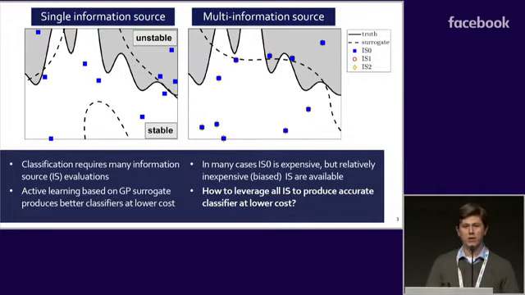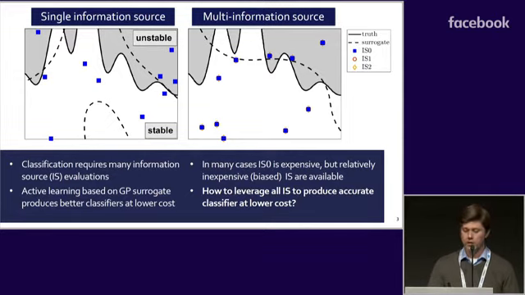And our answer to this question is an active learning algorithm that uses a Gaussian process surrogate to fit data coming from all different sources simultaneously, and that learns the correlations between the different sources. So we use this information to select new evaluations, so where to make new evaluations and which model to evaluate next.